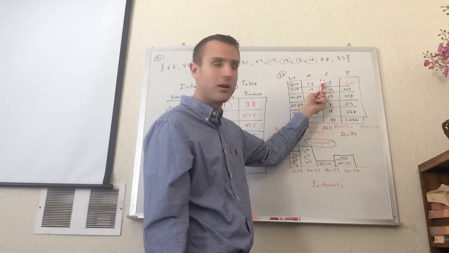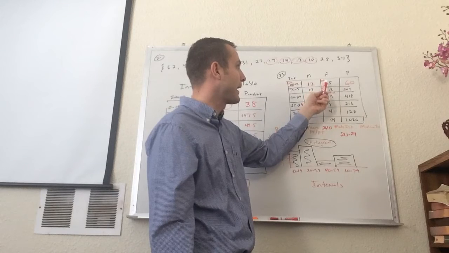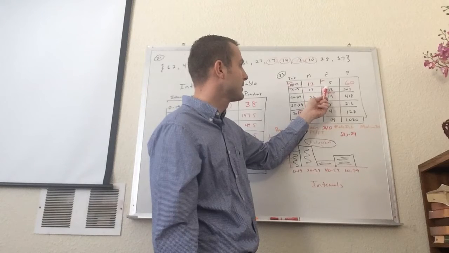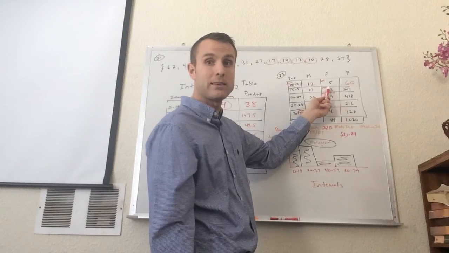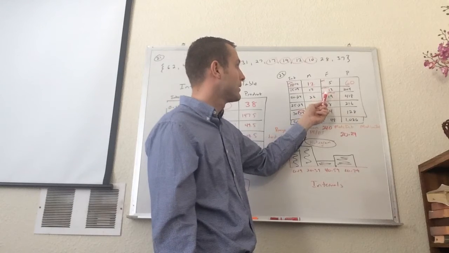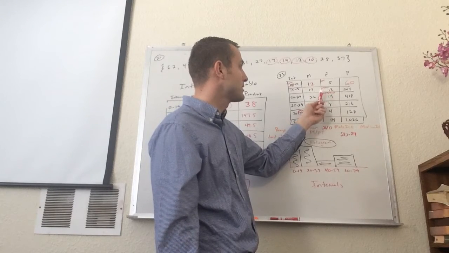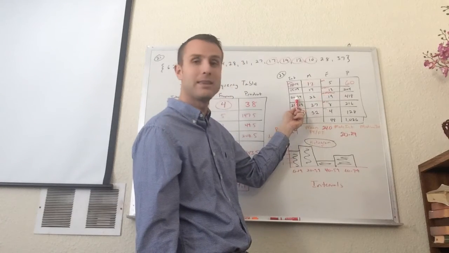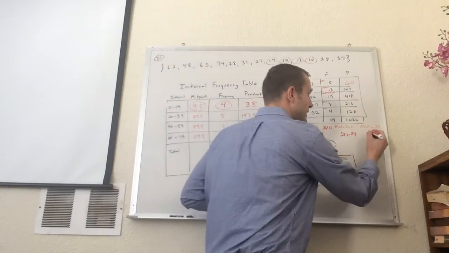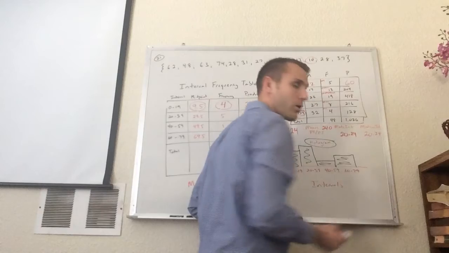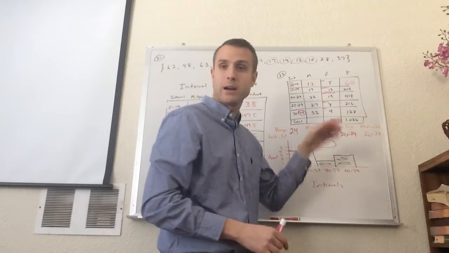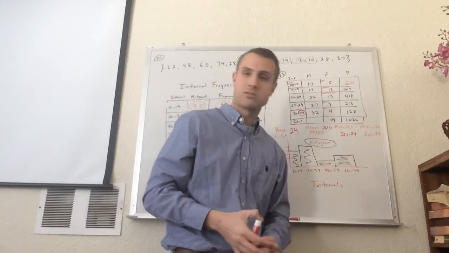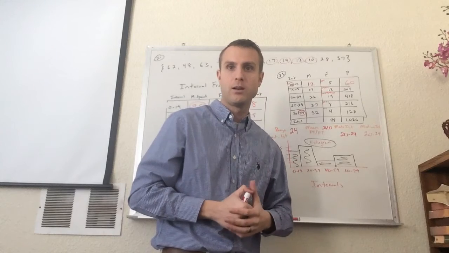So I did tally marks to help me. Since this has 5, that's 1, 2, 3, 4, 5. The next one has 12, so that's 5. Then 5 more, that's 10, 15, 17. Remember, I wanted the 24th and the 25th number. Then I have 18, 19, 20, 21, 22, 23, 24, and 25. 24 and 25 are both in this interval. So my median interval is 20 to 24. Because remember, I'm looking for this divided by 2, my 24th and my 25th number. They're both in the same interval, so my median interval is the interval of 20 to 24.